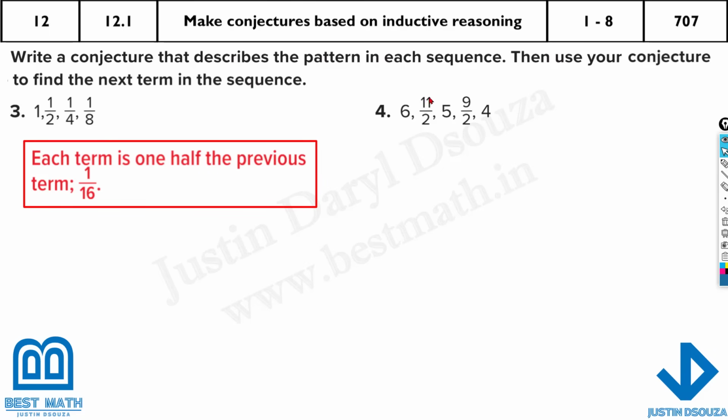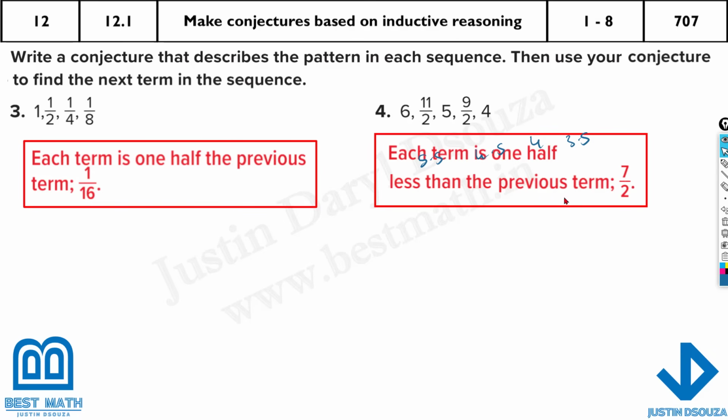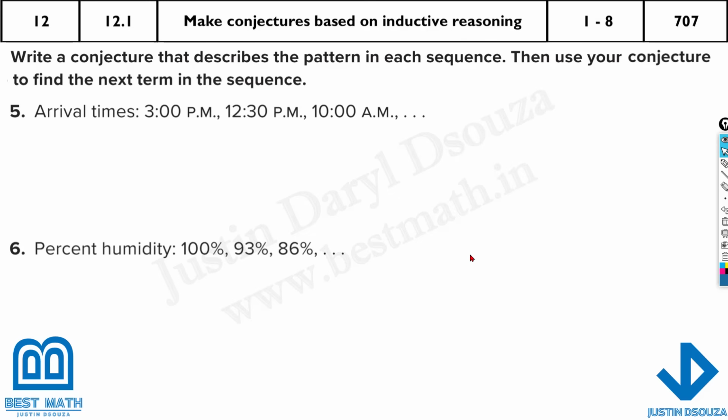Now what about over here? 6, 11 by 2. What is 11 by 2 exactly? It's 5.5. Then this is 4.5. 4, 3.5, or we can write 3.5 as 7 by 2. So that's it. You can see 11, 9, 7 by 2 would be 3.5. So each term is 1/2 less than the previous one. You're subtracting half from the previous one.